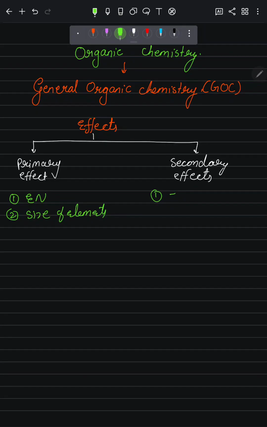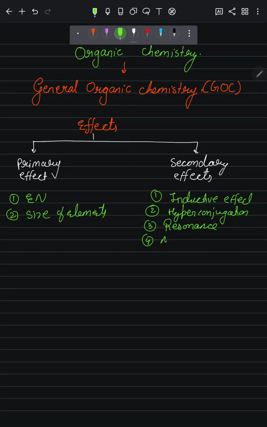Here we discuss the inductive effect, hyperconjugation, resonance, and fourth, the mesomeric effect. So let's deal with the first type of effects, the primary effects.